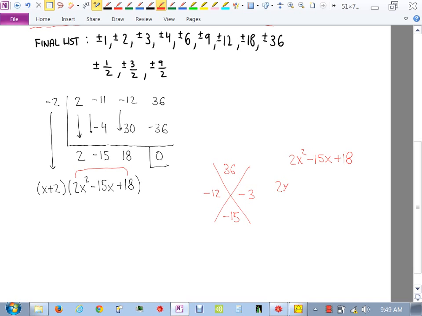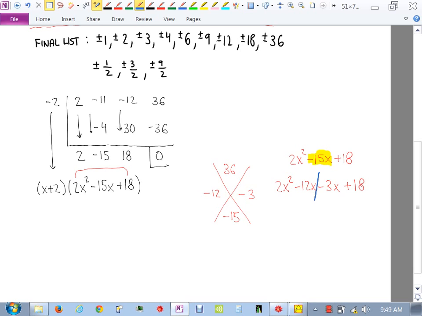So the way you do this is you rewrite the negative 15x, that's the middle term, using the 2 numbers you just found. So instead of negative 15x, I write negative 12x minus 3x, then the plus 18. And now this should go by grouping.